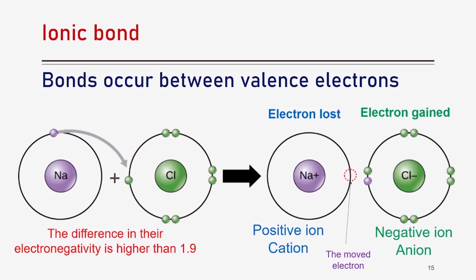an anion. Here we have a sodium atom that reacts with a chlorine atom to form sodium chloride. The sodium atom loses an electron to the chlorine atom and the ionic bond forms. The sodium becomes a positive ion, cation, and the chlorine atom becomes a chlorine ion, anion. Usually the ionic bond forms between atoms that have a difference in the electronegativity higher than 1.9. So what do we mean by electronegativity?